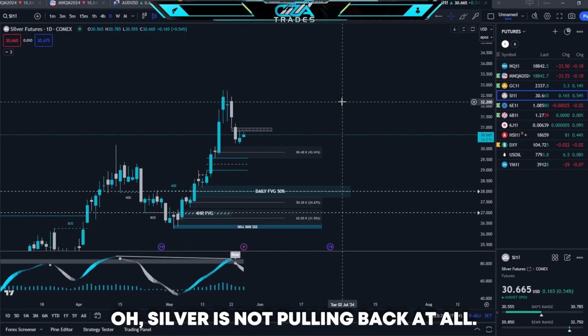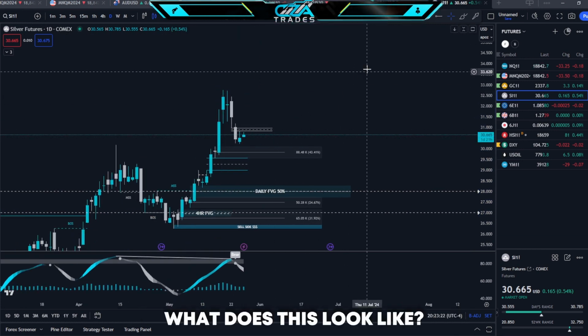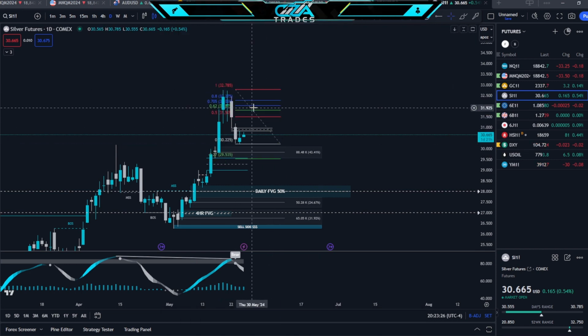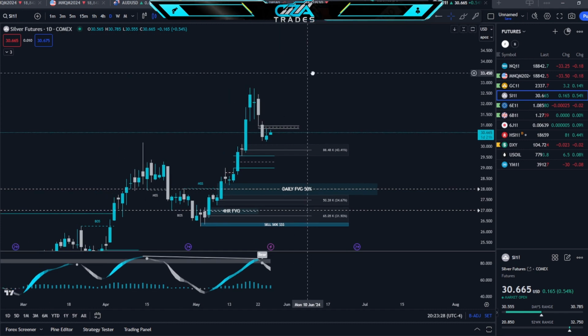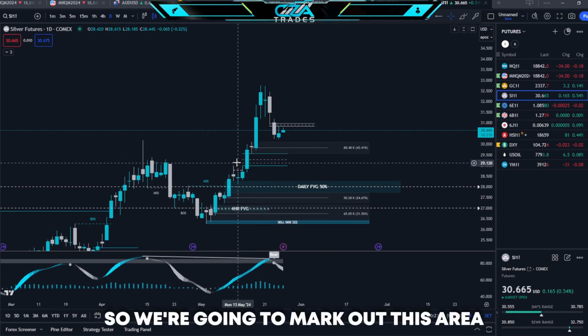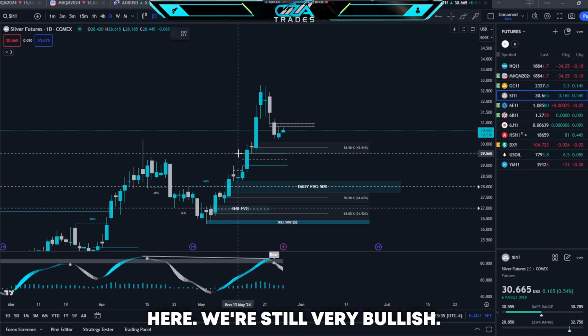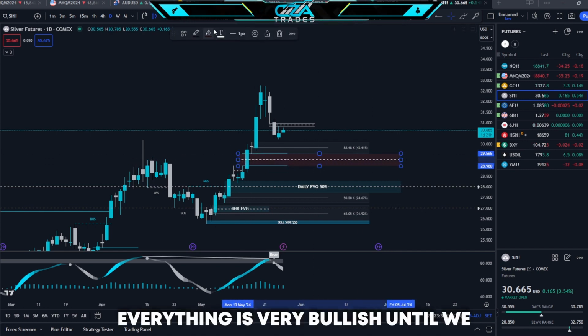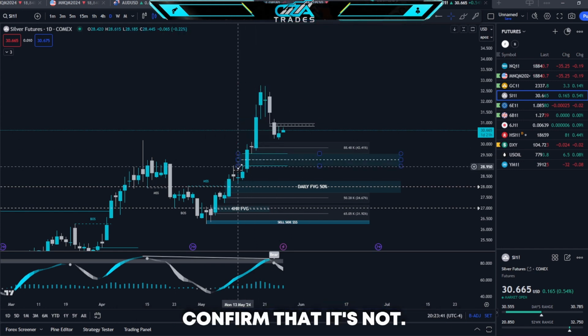Ooh, silver's not pulling back at all. What does this look like? Boom, boom, boom. Doesn't give me too much confidence. We're still gonna go up. So we're gonna mark out this area here. We're still very bullish. Everything is very bullish until we confirm that it's not.